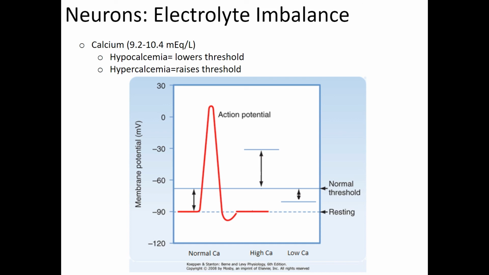So how would this affect our neuron firing? If threshold is closer to resting membrane potential, then the neuron will have an easier time firing. However, if threshold is further away from resting membrane potential, then it will be harder for the neuron to stimulate an action potential. So, hypercalcemia suppresses neurological firing, and hypocalcemia increases the likelihood of neurons firing.